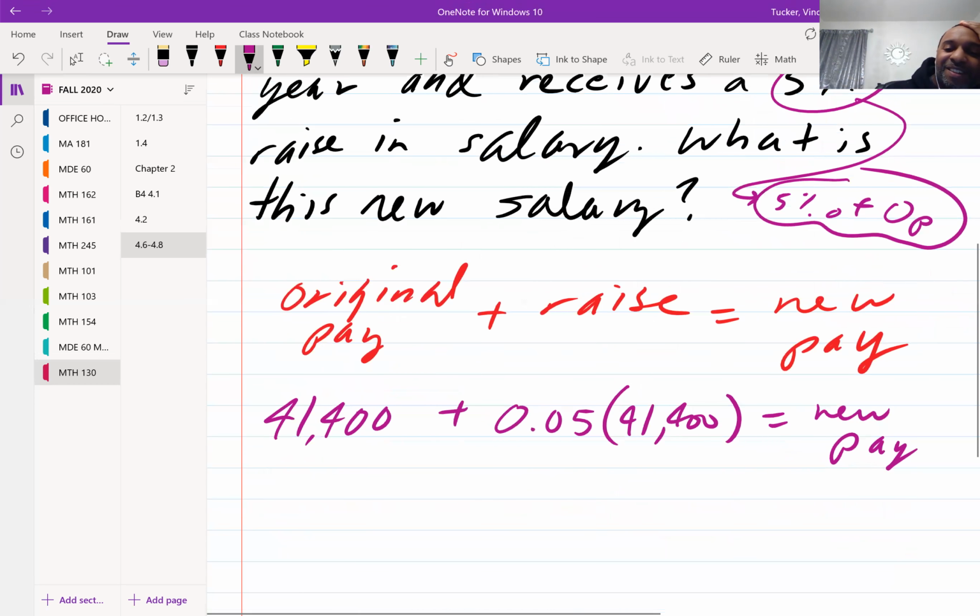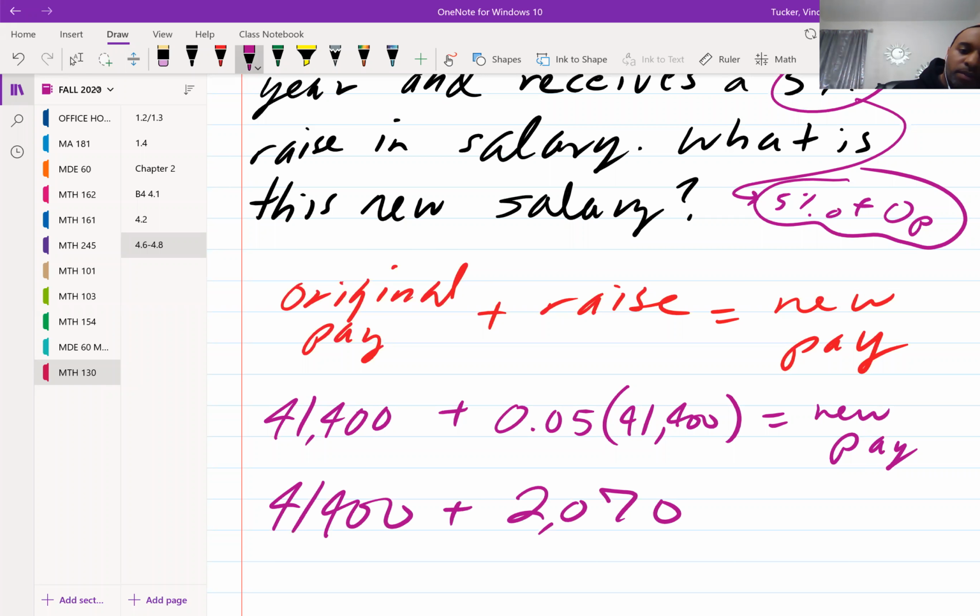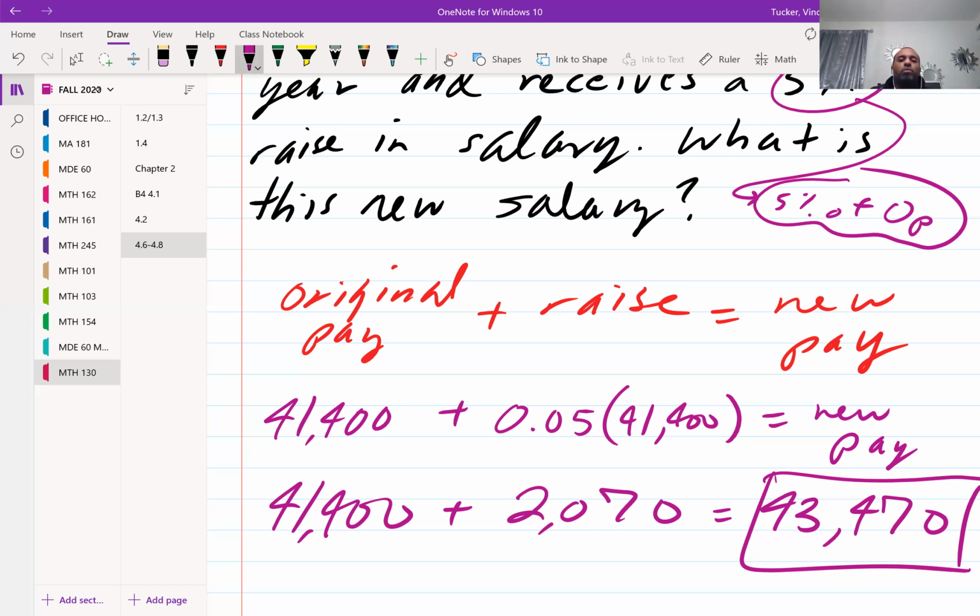I can get to my calculator. 0.05 times 41,400, so that's going to be 2,070. And that'll be 43,470. All right. Questions on that before we go anywhere else?